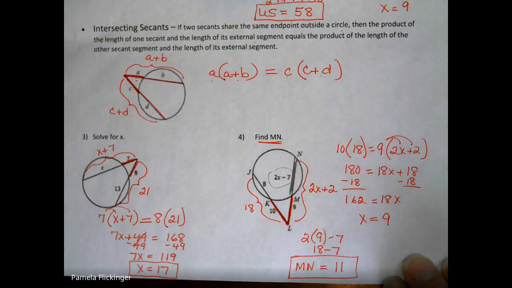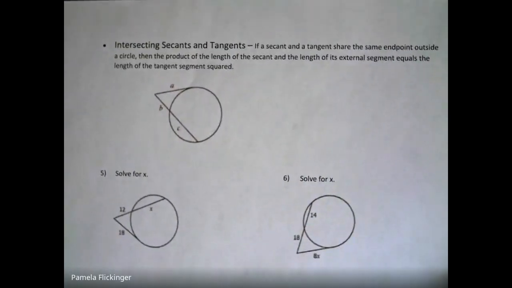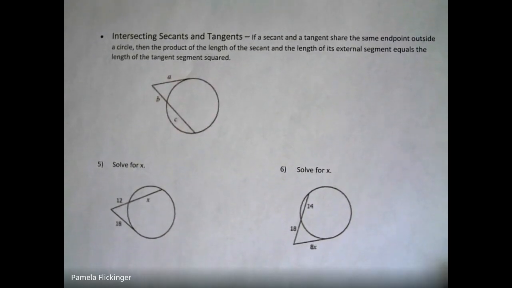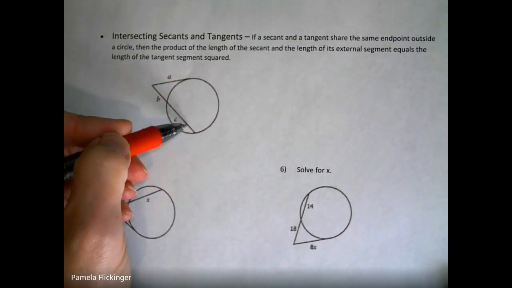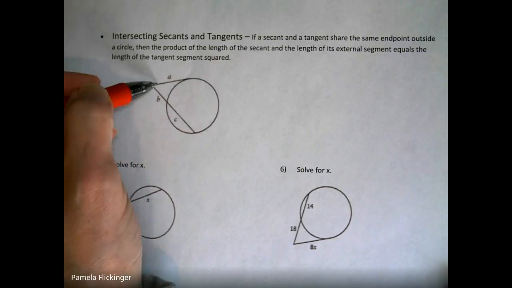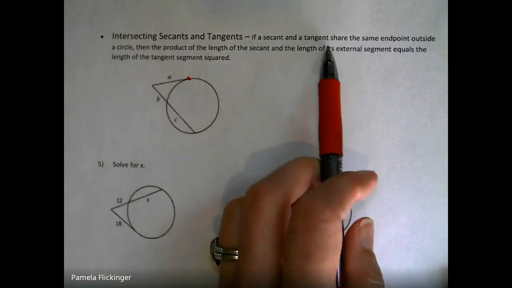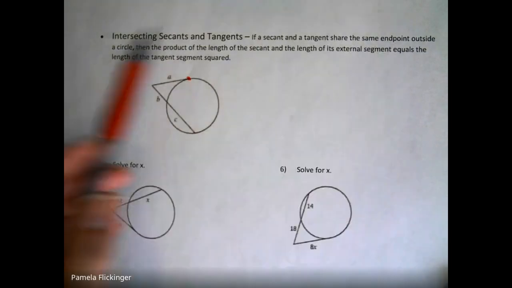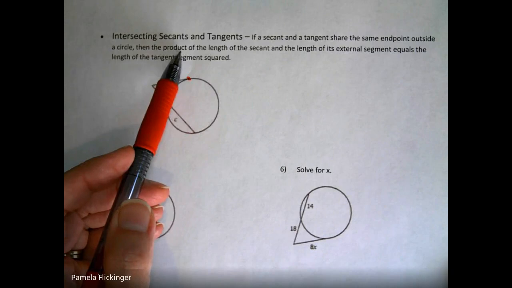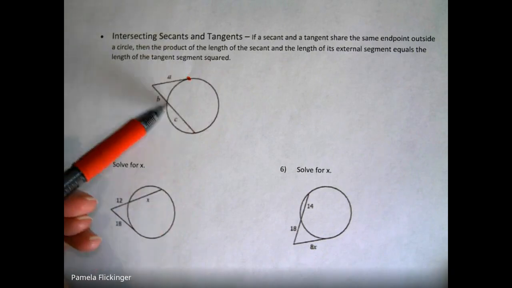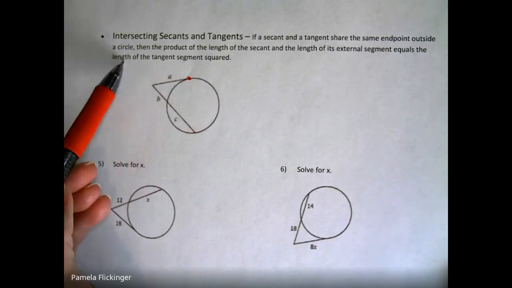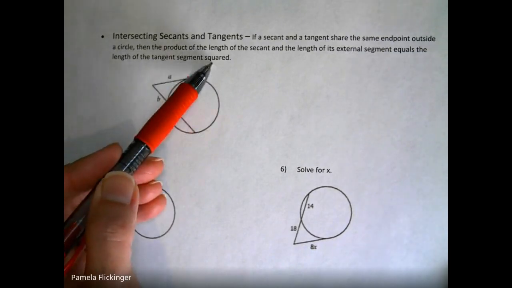All right. And then the last one is when you have intersecting secants and tangents. All right, so if you look at our picture, we've got a secant that's going through our circle, hitting twice, and then the tangent, which touches in one place. This rule says if you have a secant and a tangent that share the same endpoint outside the circle, the product of the length of the secant and the length of its external part, like we did before, will equal the length of the tangent segment squared.